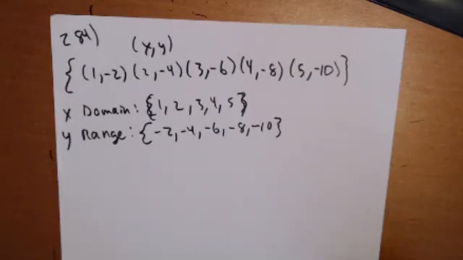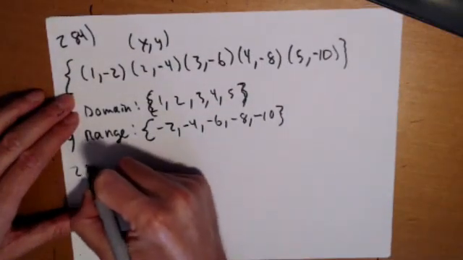So in 288, what do they ask? In the following, they use a mapping. List the ordered pairs of the relation. Find the domain and the relation. Find the range. Okay. Well, that's a lot of information there. So I'll just start it out. So 288.